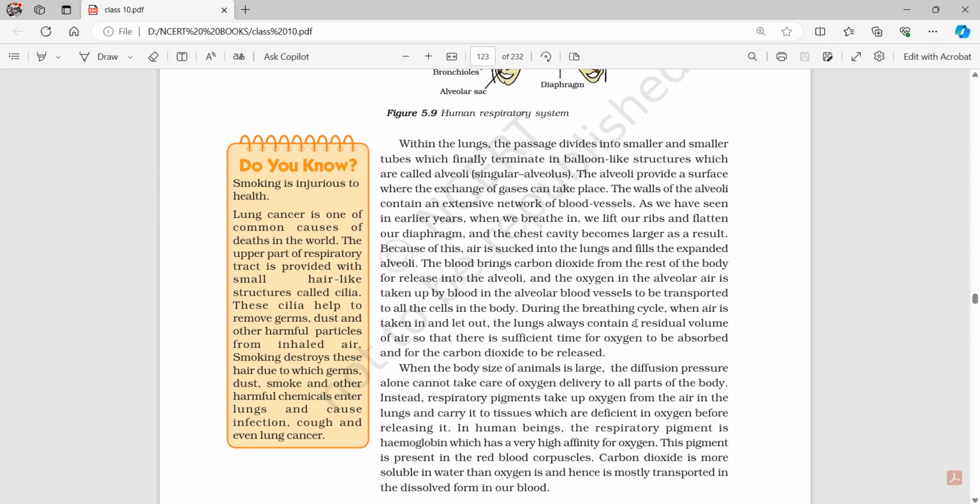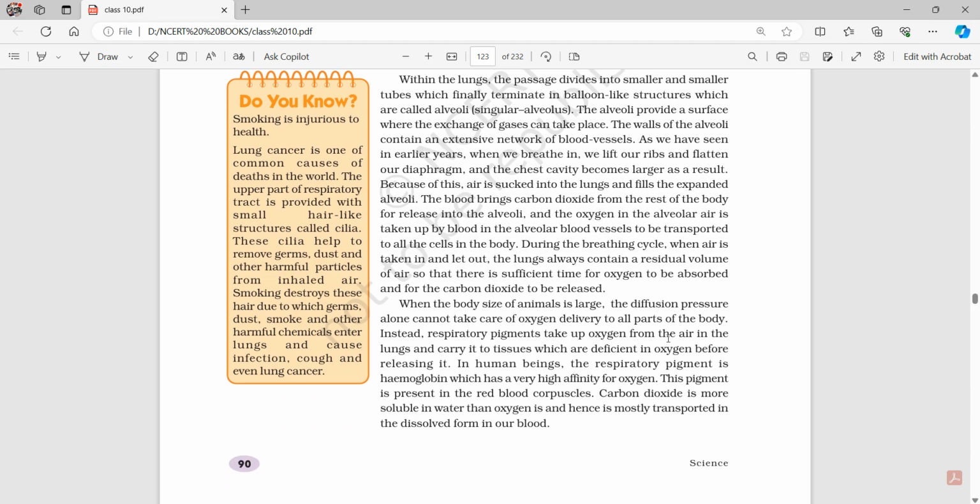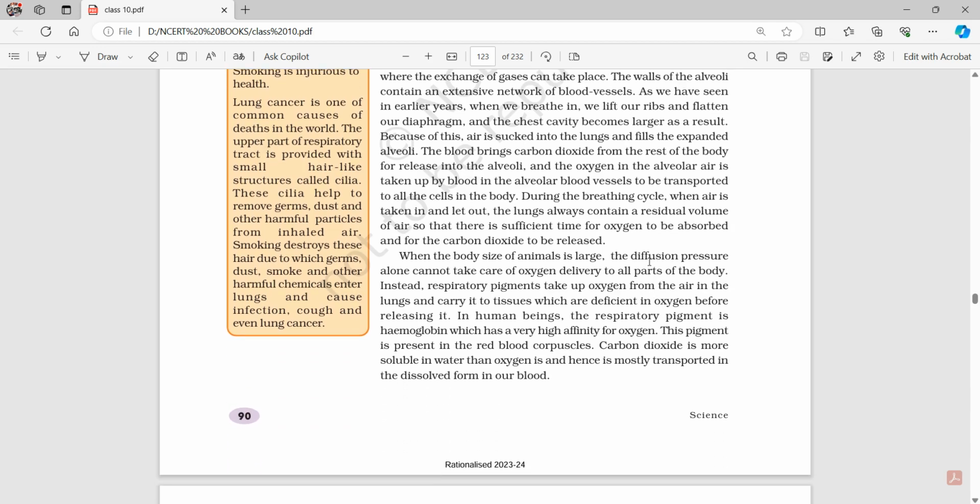the body. During the breathing cycle, when air is taken in and let out, the lungs always contain a residual volume of air, so that there is sufficient time for oxygen to be absorbed and for the carbon dioxide to be released. When the body size of animals is large, the diffusion pressure alone cannot take care of oxygen delivery to all parts of the body. Instead, respiratory pigments take up oxygen from the air in the lungs and carry it to the tissues which are deficient in oxygen before releasing it.